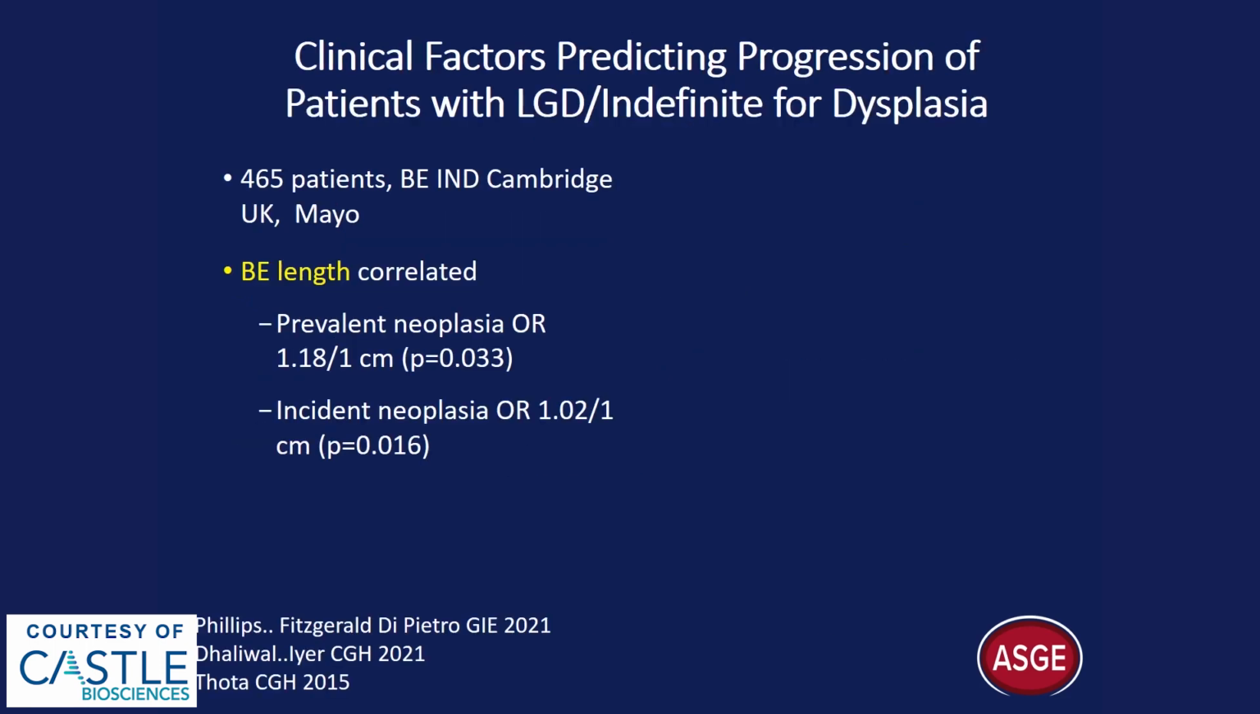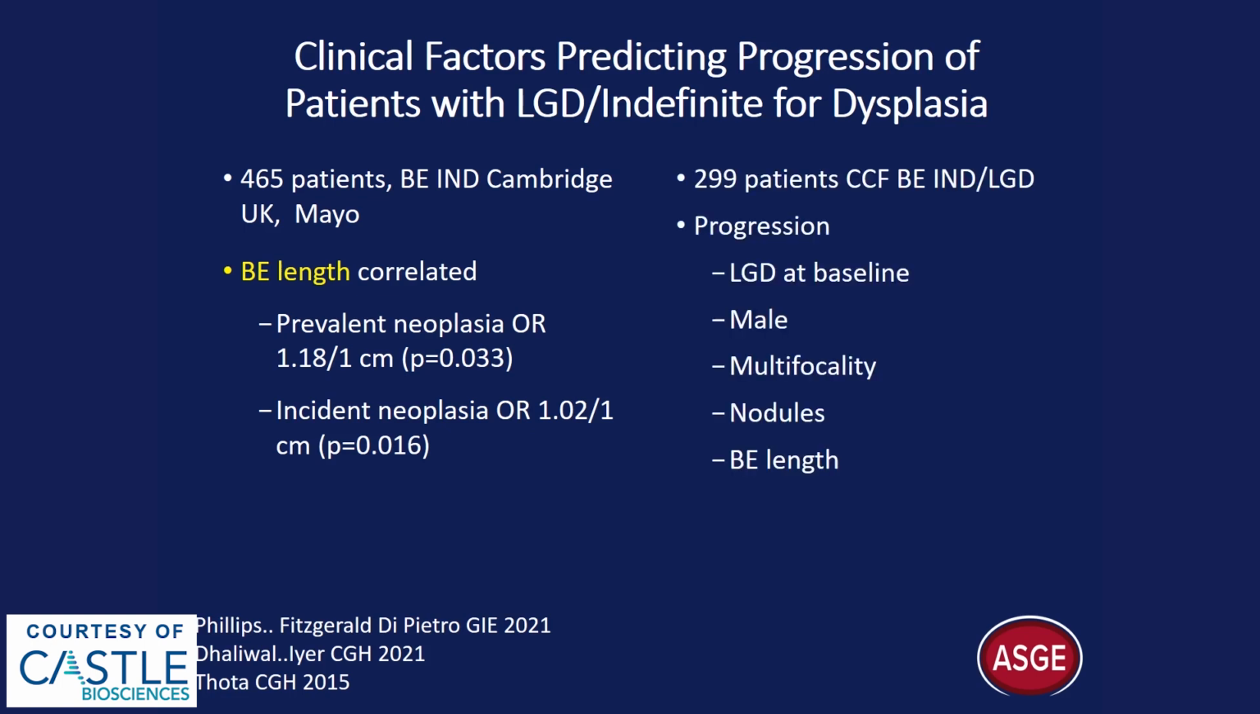For example, in this nice study from the Rebecca Fitzgerald group with the Mayo Clinic, Barrett's length clearly correlated with prevalent neoplasia or incident neoplasia. In this study from the Cleveland Clinic Foundation, factors associated with progression included low-grade dysplasia, male gender, multifocality, presence of nodules, and Barrett's length. On the other hand, presence of indefinite for dysplasia, older age, and shorter Barrett's esophagus were associated with regression of dysplastic changes.